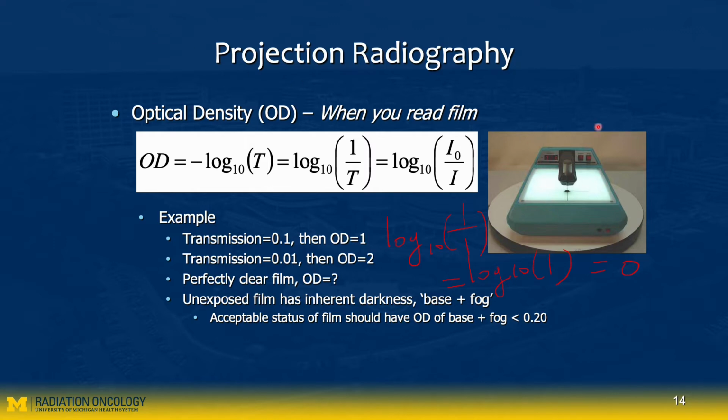So this figure here is showing the densitometer. You place the film and then you place this probe down, and then it can calculate optical density for you.